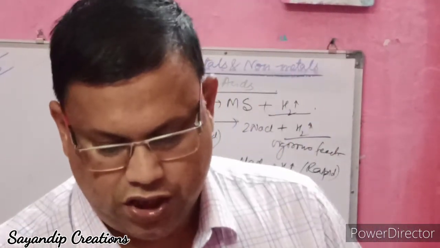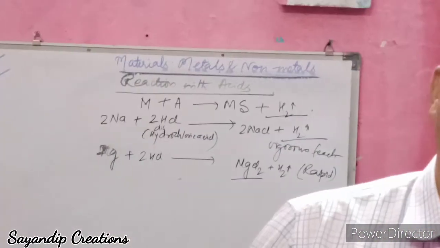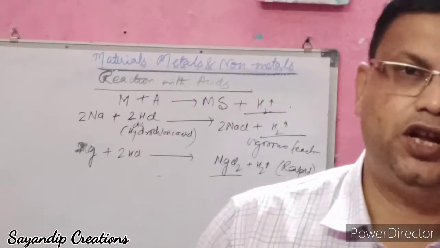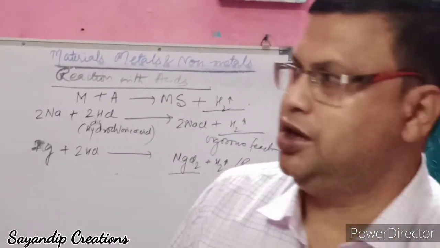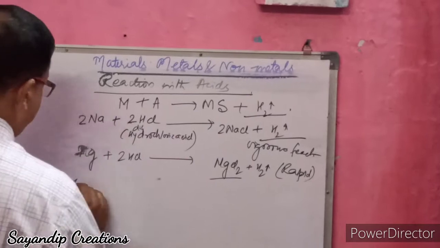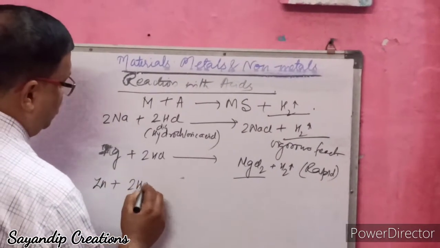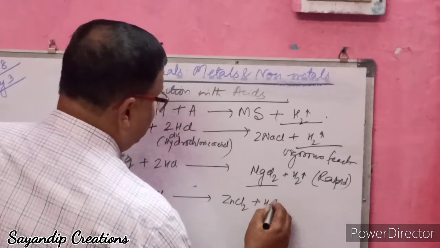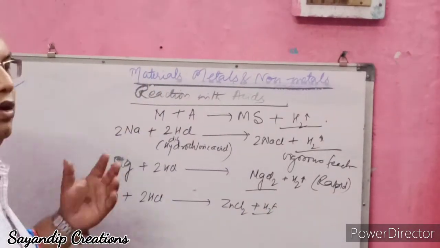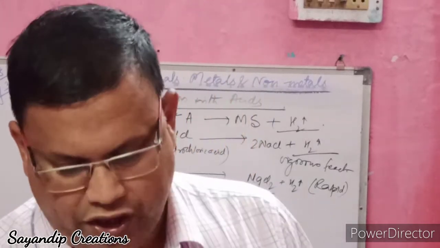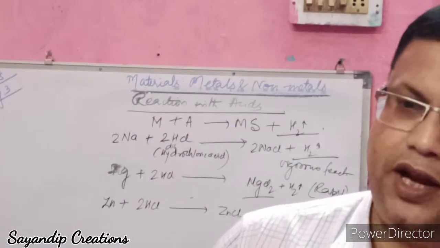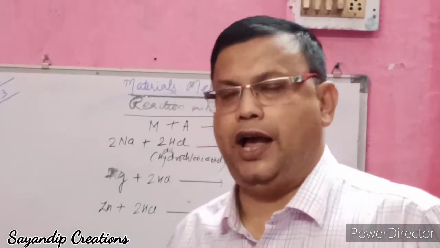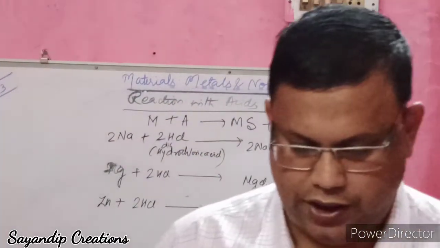Third reaction is zinc with hydrochloric acid. At room temperature, it is a moderate reaction. Zinc reacts with hydrochloric acid to form ZnCl2 plus H2. This is a moderate reaction. Same thing with iron. Iron reacts with hydrochloric acid to form iron chloride and liberate hydrogen gas.